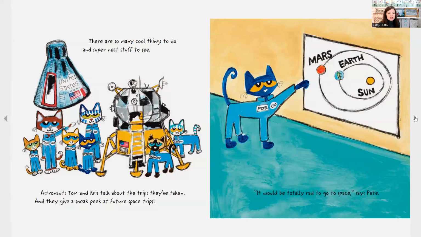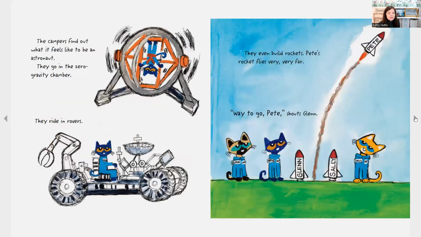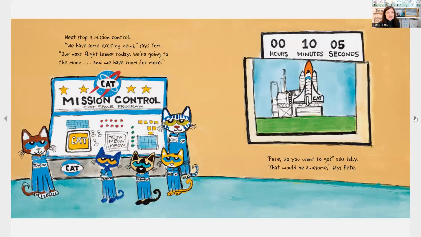Astronauts Tom and Chris talk about the trips they've taken, and they give a sneak peek at future space trips. It would be totally rad to go to space, says Pete. The campers find out what it feels like to be an astronaut. They go in the zero-gravity chamber. They ride in rovers. They even build rockets. Pete's rocket flies very, very far. Way to go, Pete, shouts Glenn. Next stop is Mission Control.